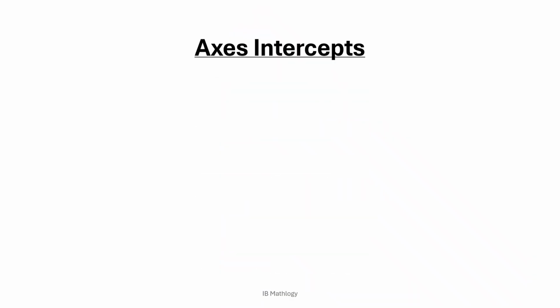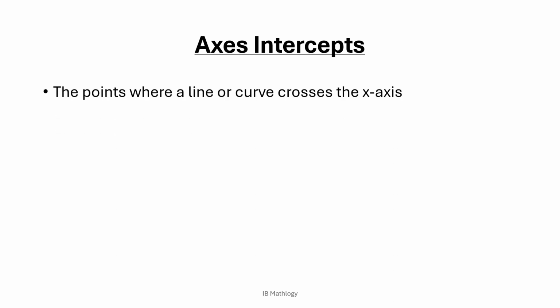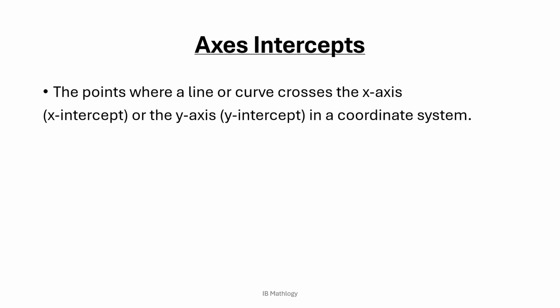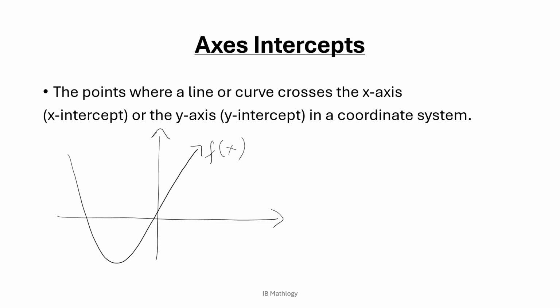Let's first understand what axis-intercepts are. They are the points where a line or curve crosses the x-axis, known as the x-intercept, or the y-axis, known as the y-intercept, in the coordinate system. Let's understand this with the help of a figure. I am drawing a curve f(x). Now this curve, as we can see, cuts the x-axis at 2 points A and B. So these A and B are known as x-intercepts and this point C is known as the y-intercept.